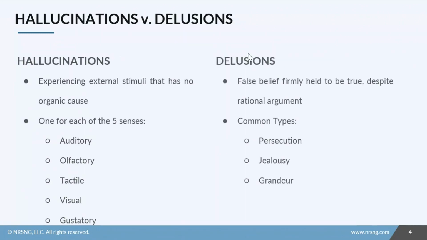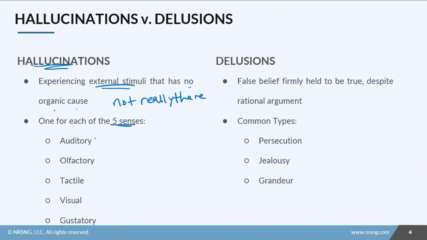Now, we've talked about hallucinations and delusions a few times, so I really just want to clarify what they are and how each of them is managed. So hallucinations are when a patient experiences an external stimuli that has no organic cause. In other words, it's not really there. Okay, so there's one for all of the 5 senses. So there's a type of hallucination for each one of the 5 senses.